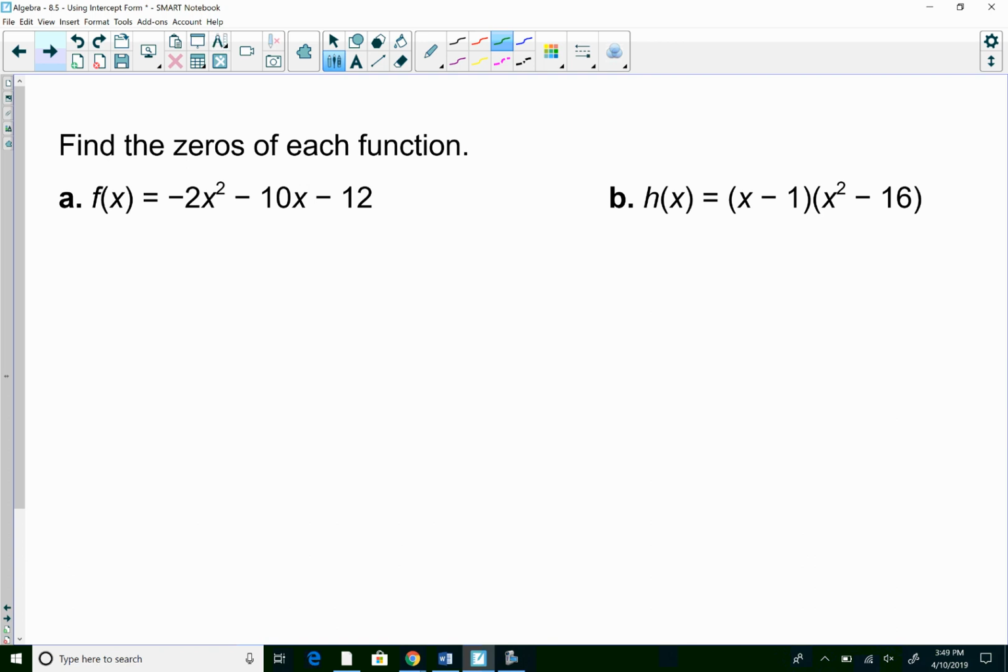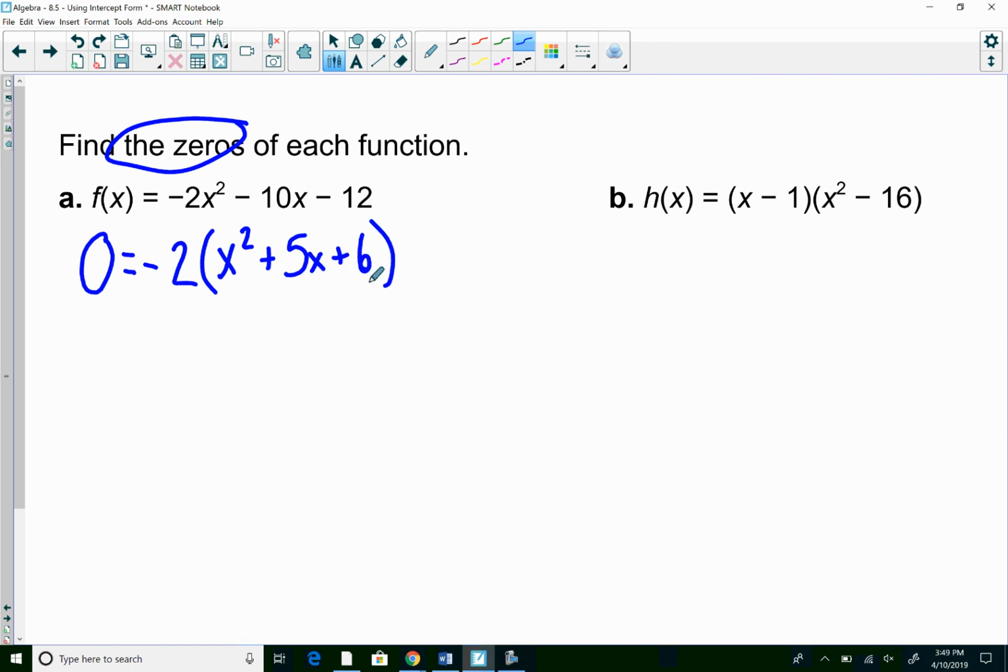Okay, so I will do A and B with you guys, and then you will be expected to do 4, 5, and 6 on your own. So again, we're basically just trying to take this, we're trying to factor it down as much as possible. So first thing, I'm going to plug a 0 in here because we're trying to find these zeros. And then I'm going to start by taking out a -2. You've got a common factor of -2. Let's take that out. So that's going to be x squared. That's going to turn into a positive 5x. This is going to turn into a positive 6.